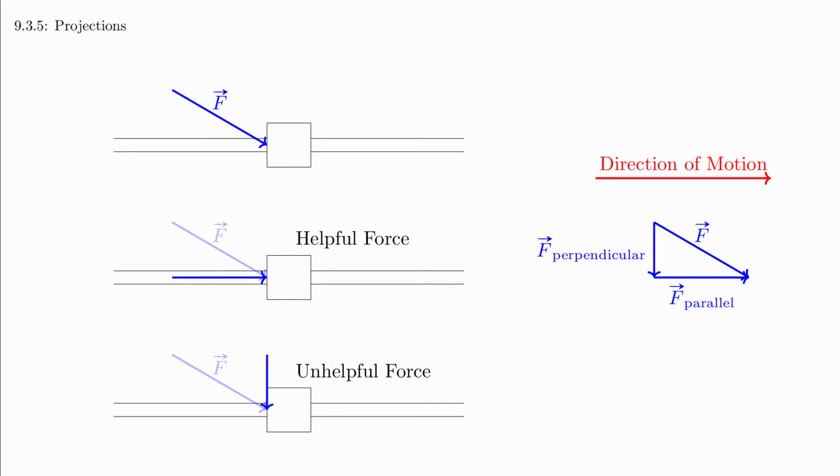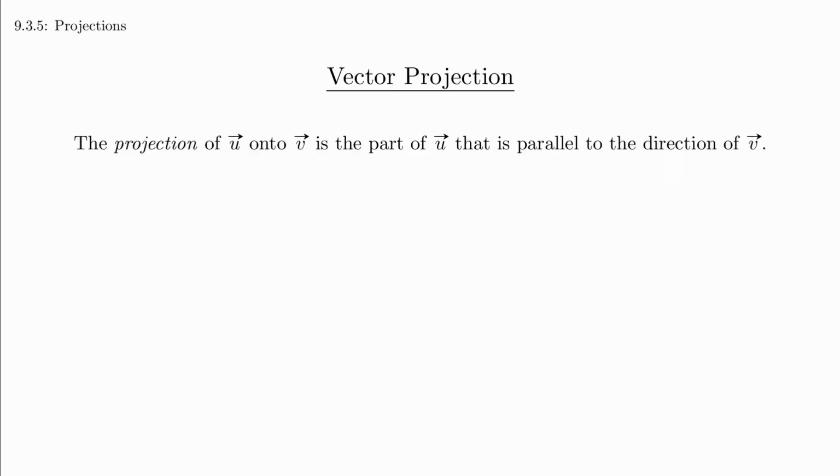In this problem, we're looking at the direction of motion, but this can apply to any direction that's relevant to the problem. The projection of the vector u onto v is the part of u that points in the direction of v.